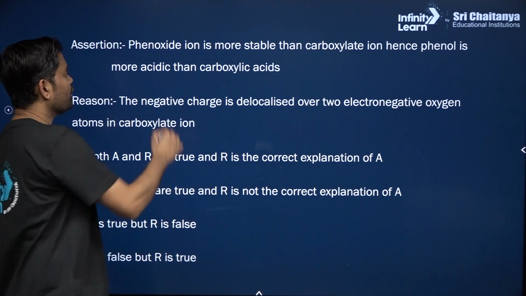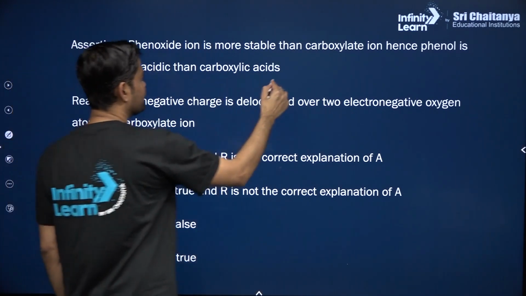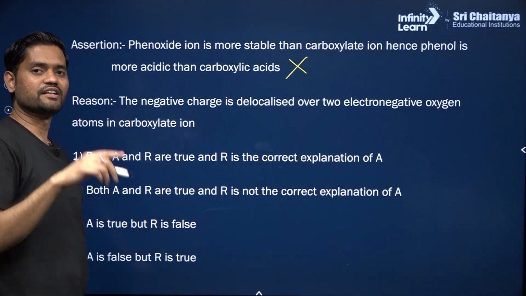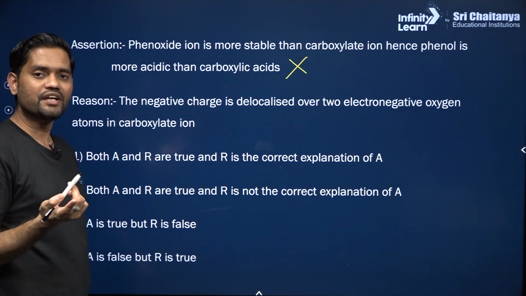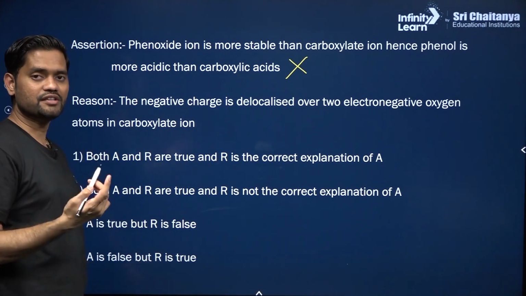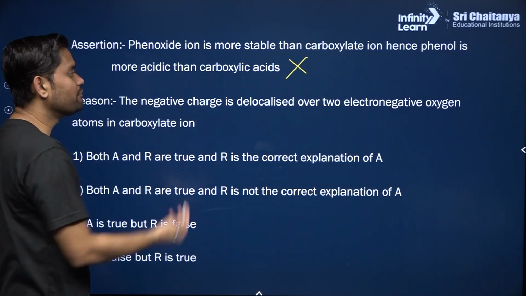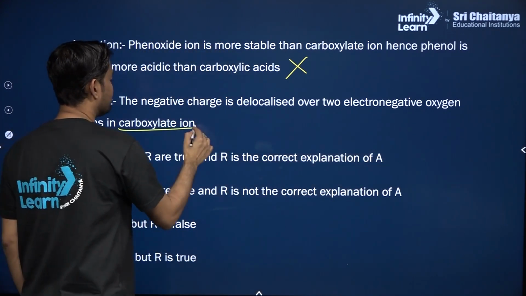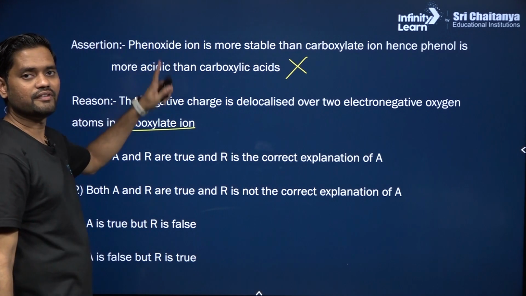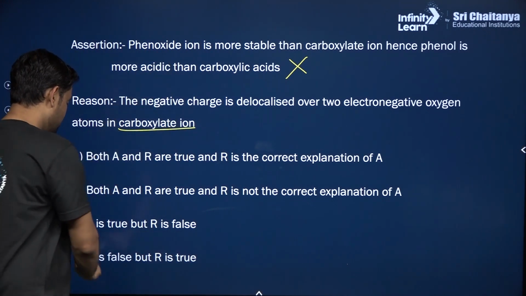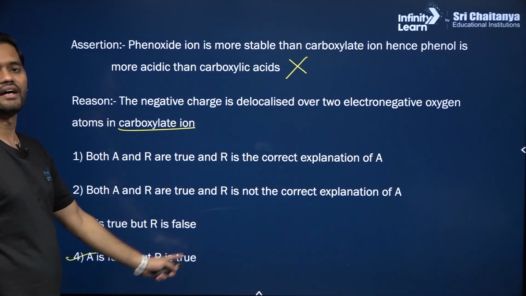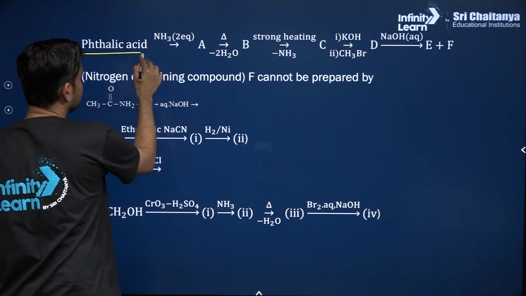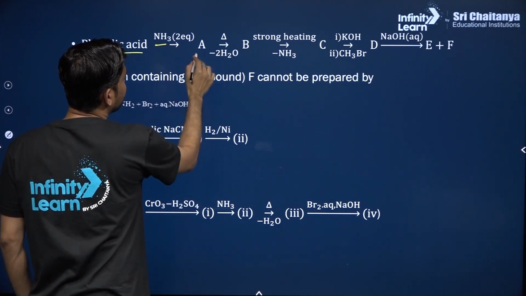Next question. Phenoxide ion is more stable than carboxylate ion. Wrong statement. Assertion is wrong. Carboxylate ion is more stable. Why? Because the resonating structures are equivalent, and secondly negative charge is delocalized on more electronegative oxygen atoms. So the first statement is wrong. The negative charge is delocalized over 2 electronegative oxygen atoms in carboxylate ion. It is true. So assertion is false, whereas reason is true, and that is option 4, A is false but R is true. Clear?